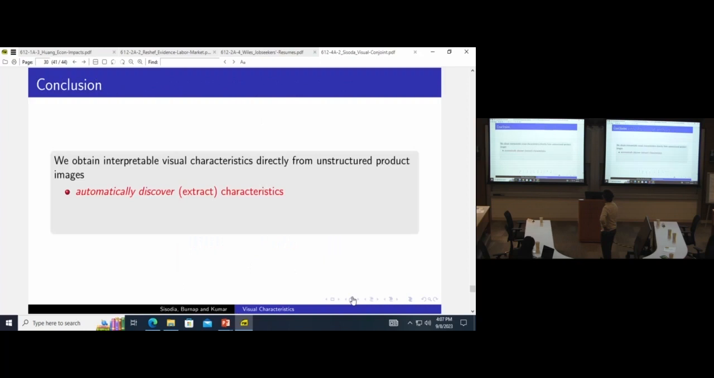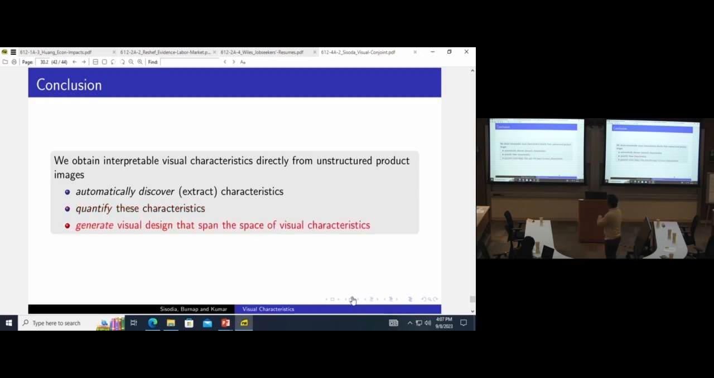Right, so to conclude, the method is able to automatically find interpretable visual characteristics. It's able to quantify these characteristics, and using these 2 properties, we can apply them in a variety of methods like visual conjoint, market structure, and product recommendations. We leveraged this property of generating visual designs and applied it in visual conjoint analysis, and then showed how it outperforms even a pre-trained deep learning model, probably because it's able to find human interpretable visual characteristics over which consumers have preferences.